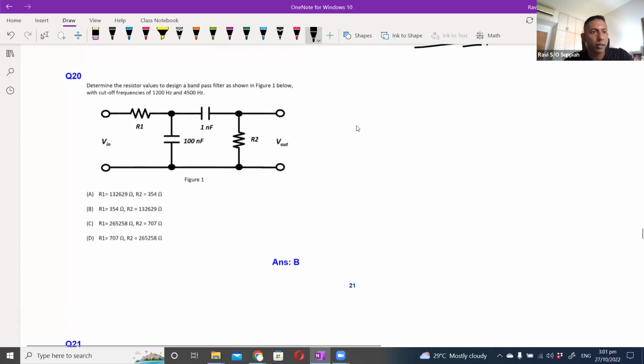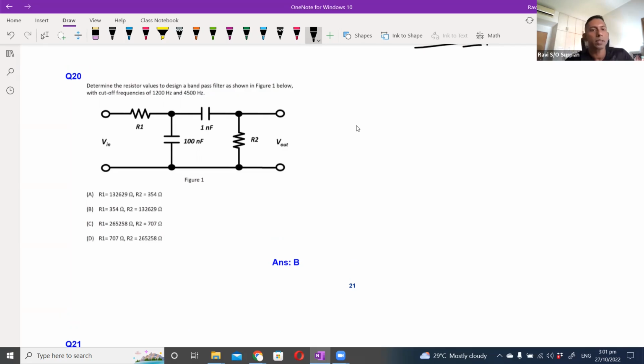Okay, so that wraps up all the op-amp based questions. Now we'll move on to the filter design. Some of these questions are very similar. Once we do one, you'll see that they are very similar in their approach.